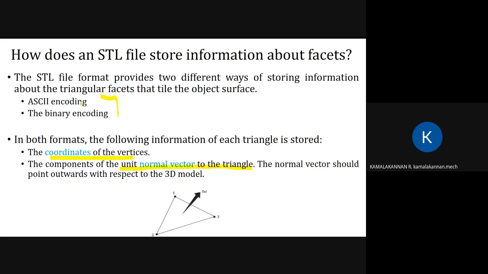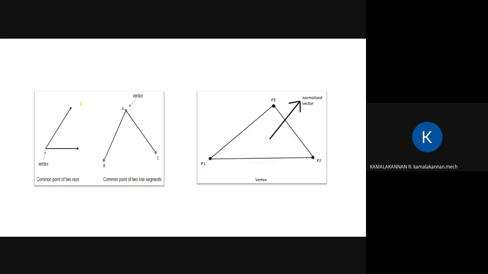Let us see how ASCII and binary differ. Before going into that, we should know what a vertex is and what a normal is. See here, a common point of two rays or two line segments is called a vertex, and more than one vertex is called vertices. Normal means perpendicular to the triangle; that is called the normal.